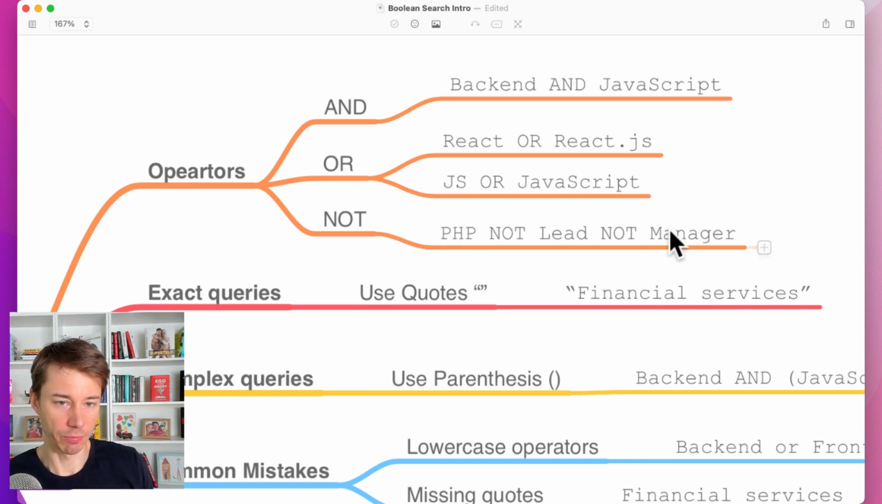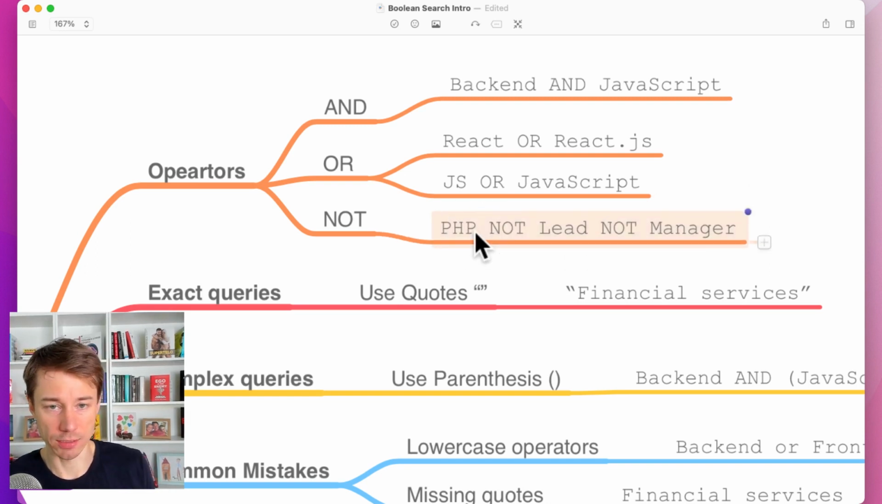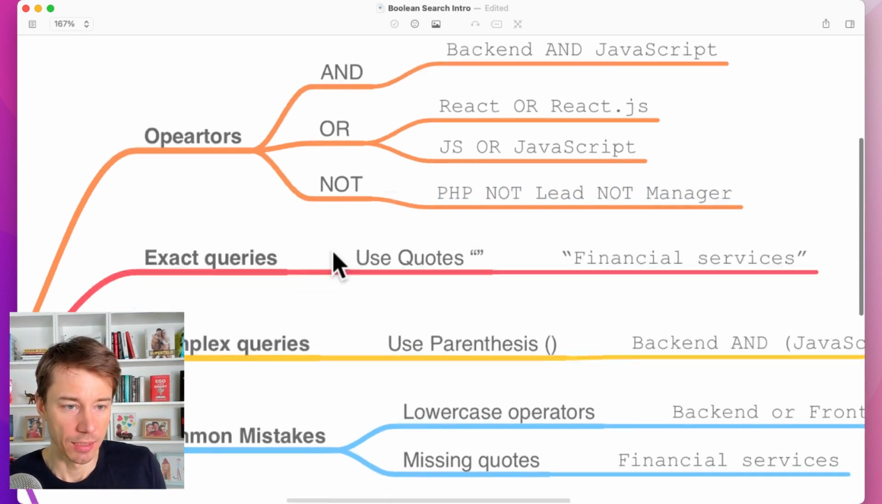That would exclude people who are managers and who are leads as well. So you would only get engineers. Another alternative would be just to type PHP AND developer, or PHP AND engineer, PHP AND software. But you can also do it the other way.